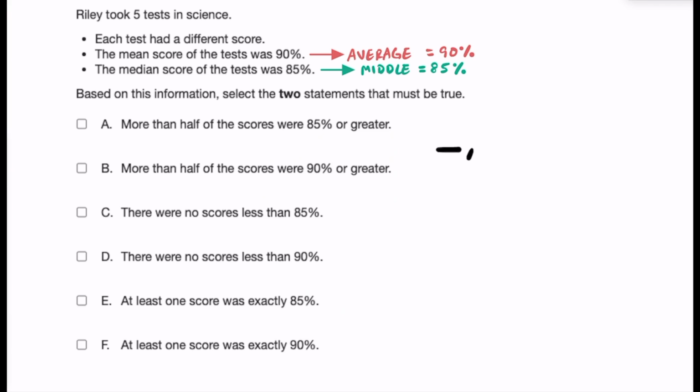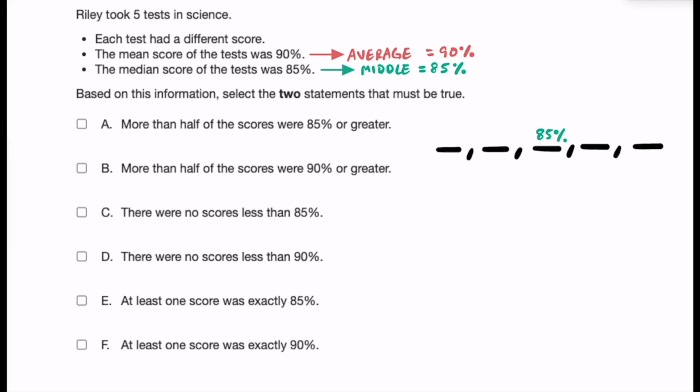So questions like this can definitely be confusing, but let's go ahead and set up 5 different blanks here for the 5 different scores from least to greatest. Remember, all 5 of these scores are going to be unique here, and we also know that the middle grade, or the middle score here, is going to be 85%. Remember, the median always has to go in the middle.